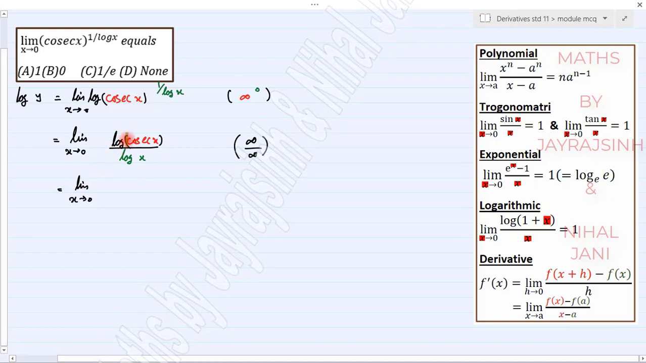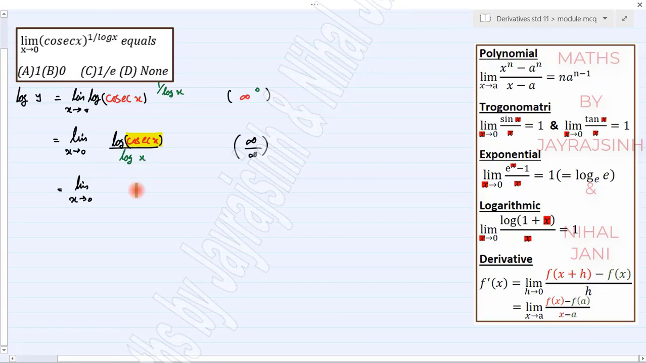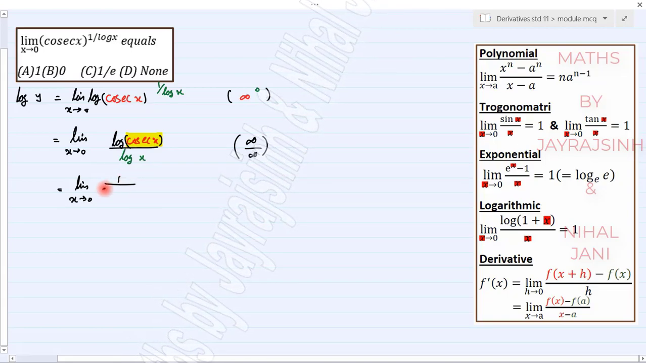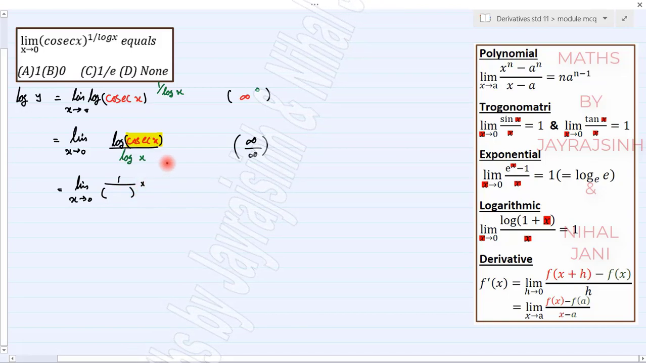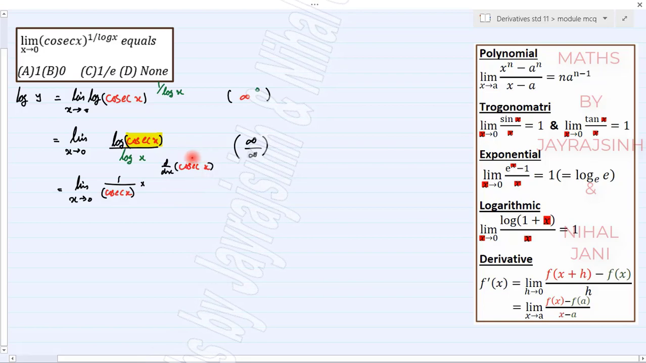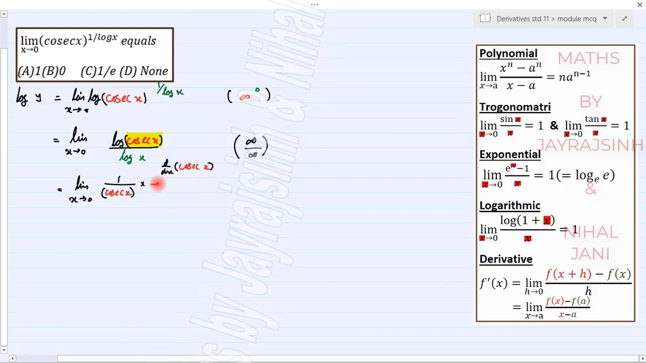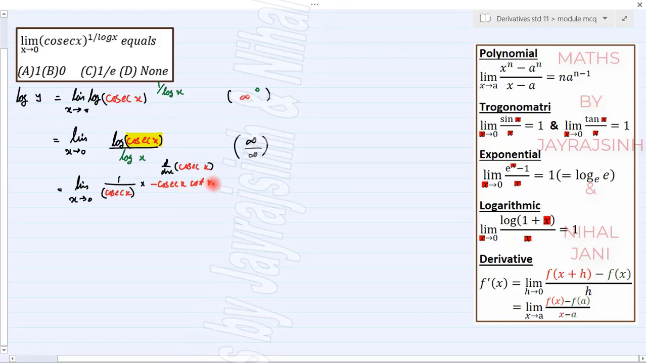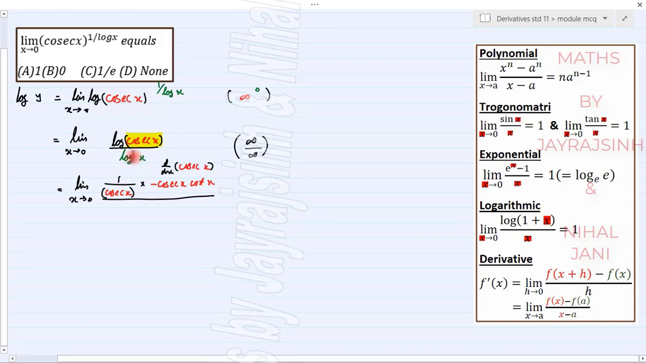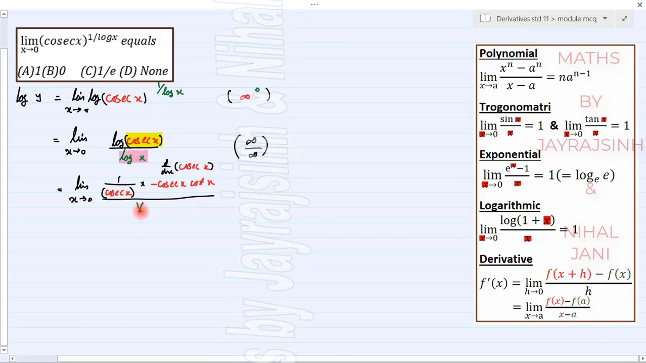So to differentiate log cosec x, we have to consider cosec x within the box. So differentiation of log box will be 1 upon box into differentiation of box. And we know that within the box we have cosec x. So differentiation of cosec x is minus cosec x into cot x upon, now we have to differentiate log x, which is simply 1 by x.